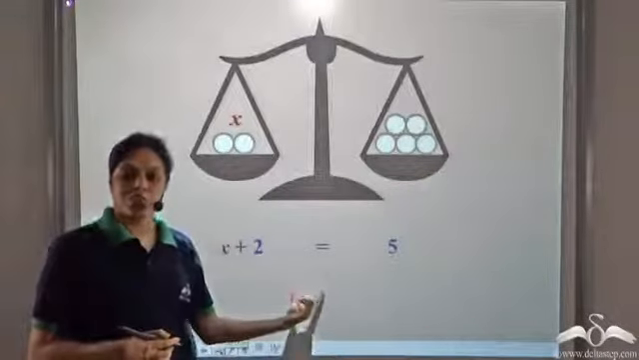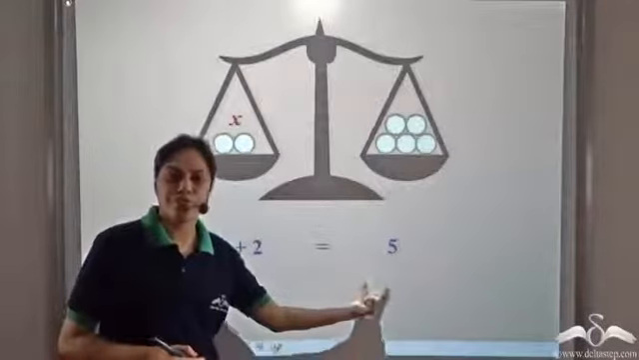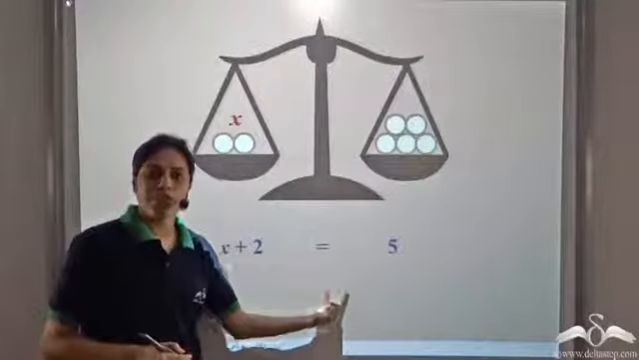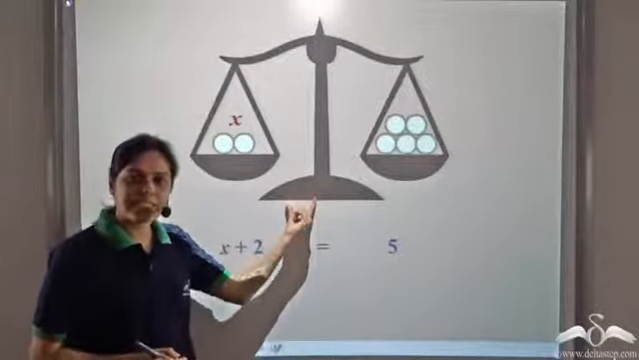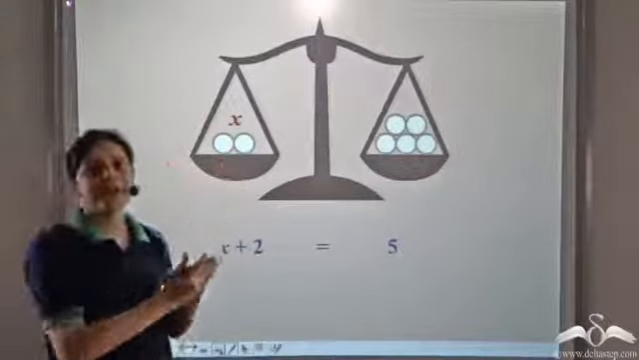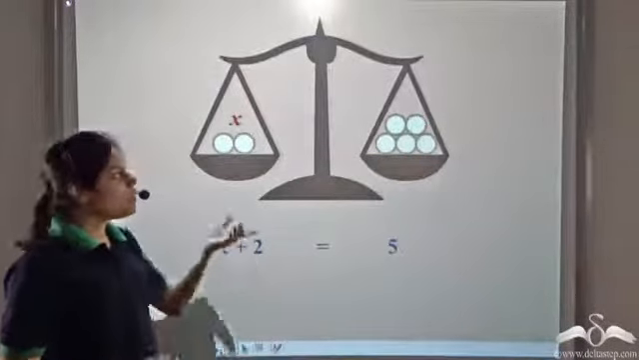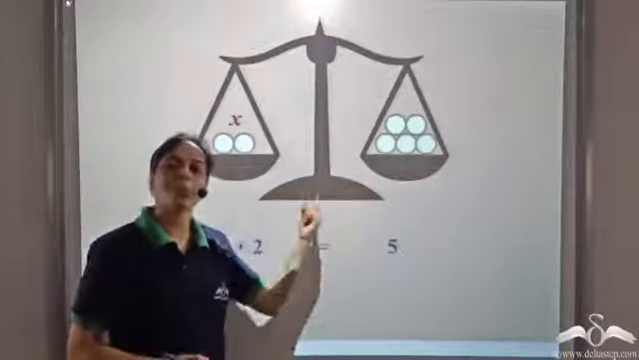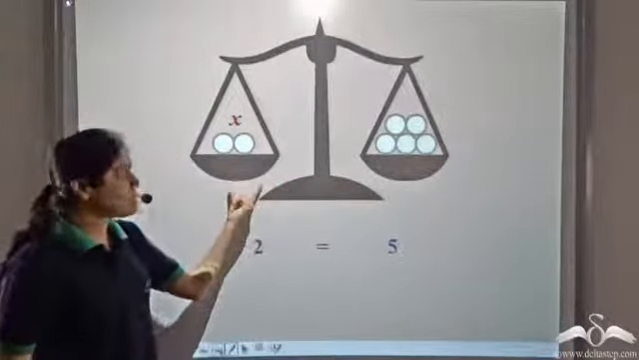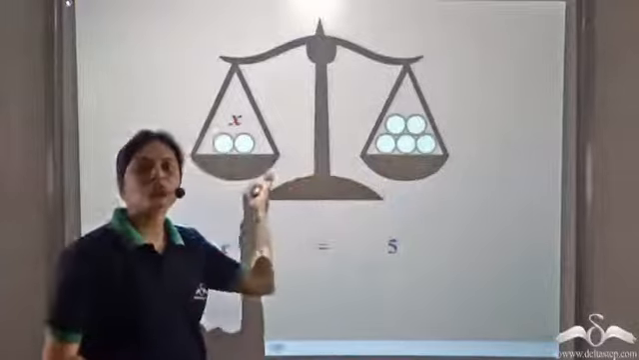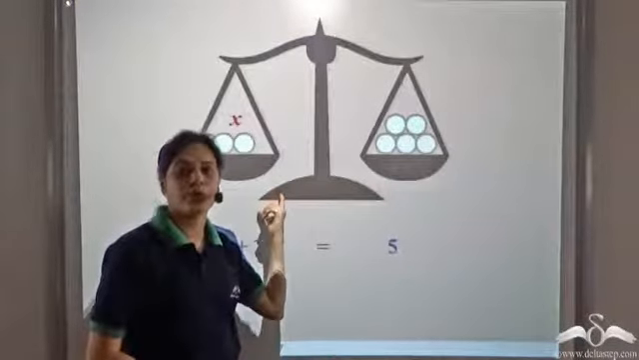Now have a look at this equation. x plus 2 is equal to 5. This is an equation, so the two sides of this equation can be represented using a weighing scale. On one side, we have x plus 2, that is x and 2 balls. On the other side, we have 5, that is 5 balls. And since this is an equation, both the sides of the weighing scale should be balanced. This signifies that x and 2 balance 5. So these two sides are balanced or equal.